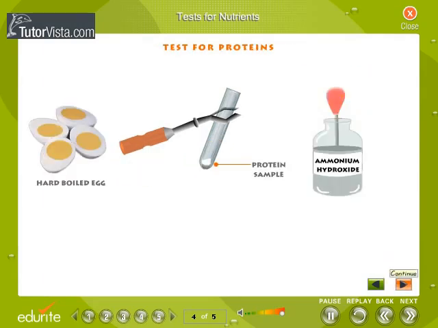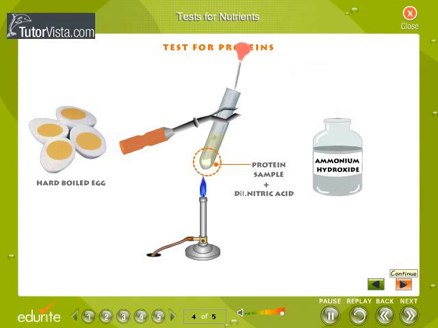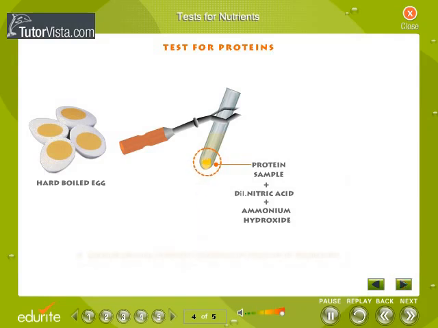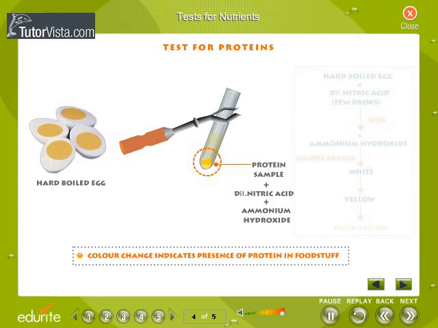Test for proteins. When a mixture of hard-boiled egg and dilute nitric acid is boiled and then a few drops of ammonium hydroxide is added, the color of the mixture changes from white to yellow and then dark yellow. This color change indicates the presence of protein in foodstuff.